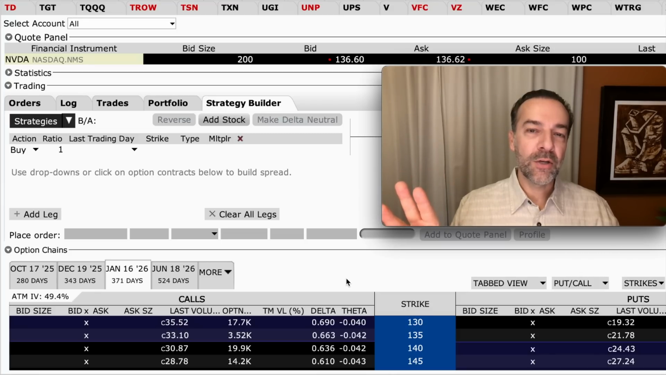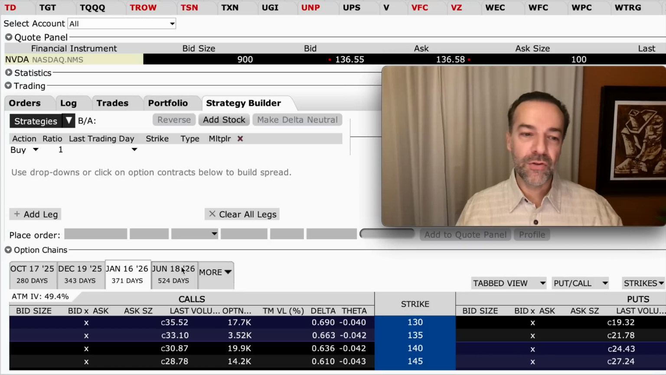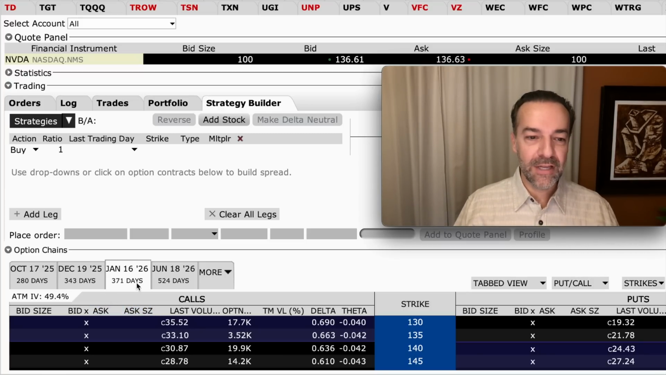With this third strategy, we're going to go a little farther out in time. We're going to sell options that expire farther out than just, say, that 42 days. In fact, we're going to look at LEAPS options. All LEAPS options are options that expire in greater than 12 months from now. So here's a nice example of that. January 16th of next year. This option expires in about 371 days.